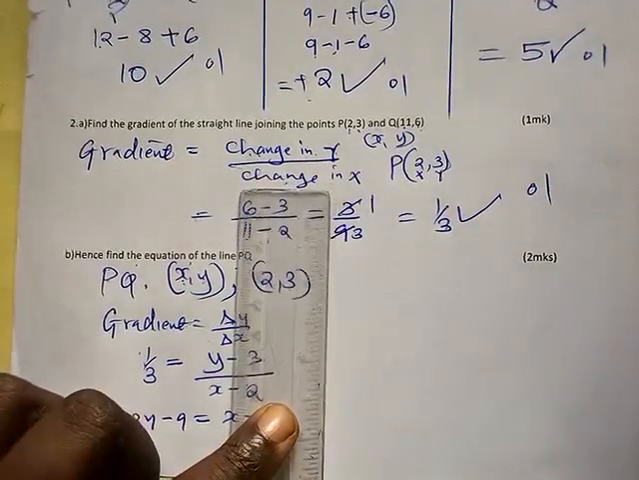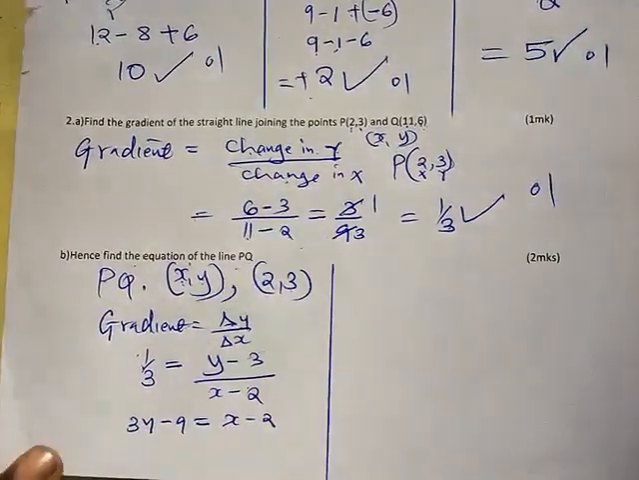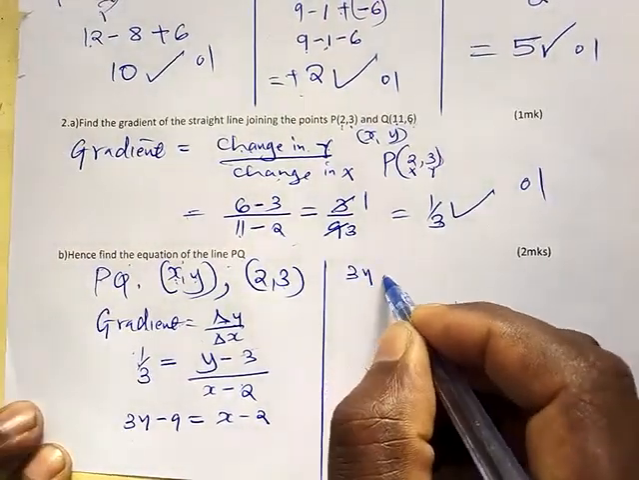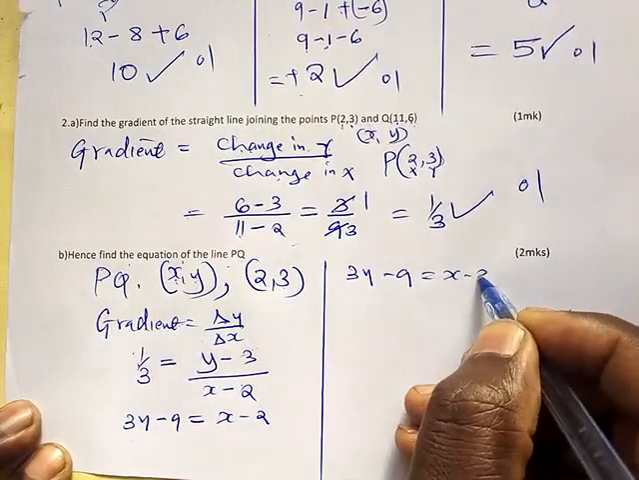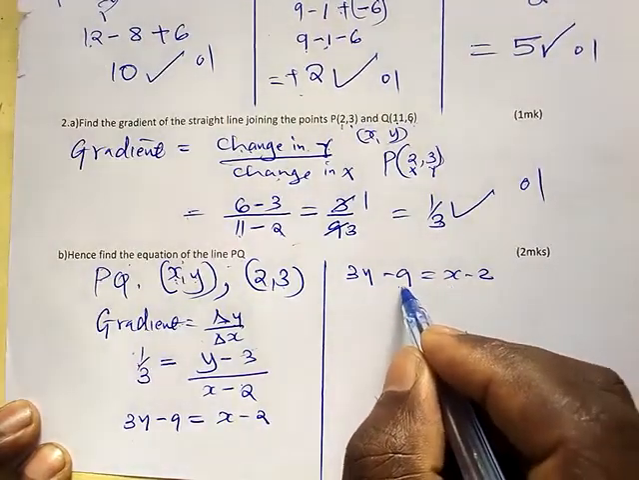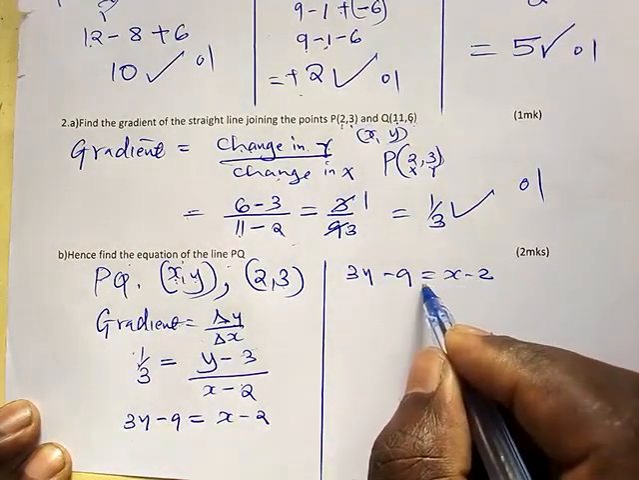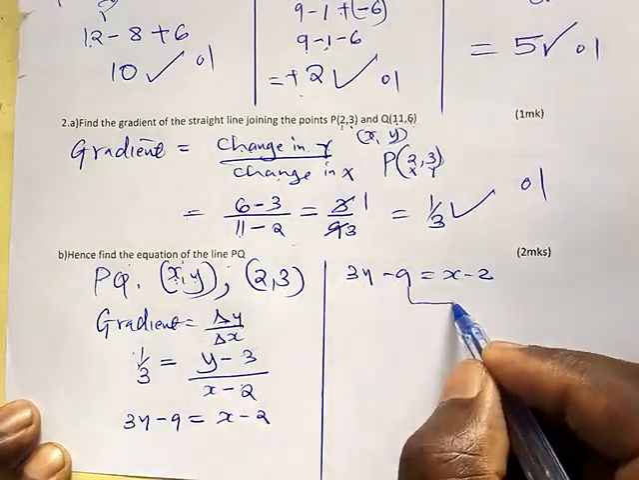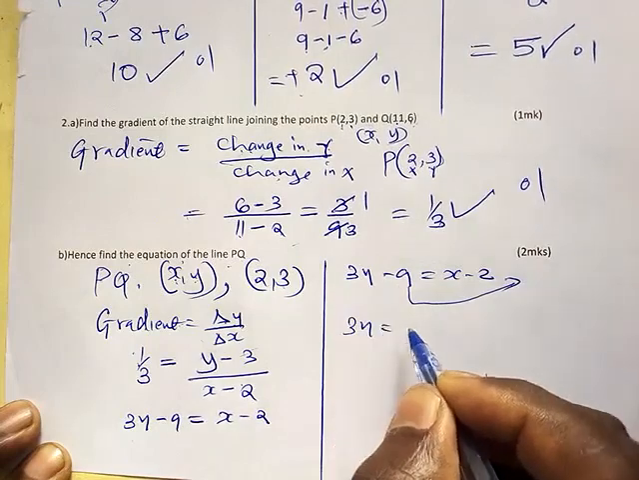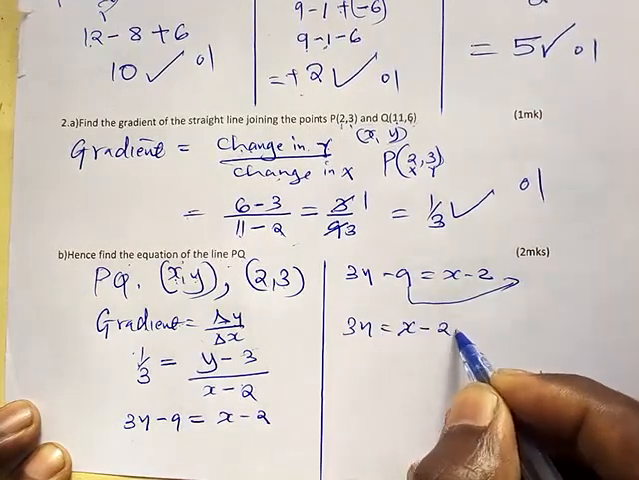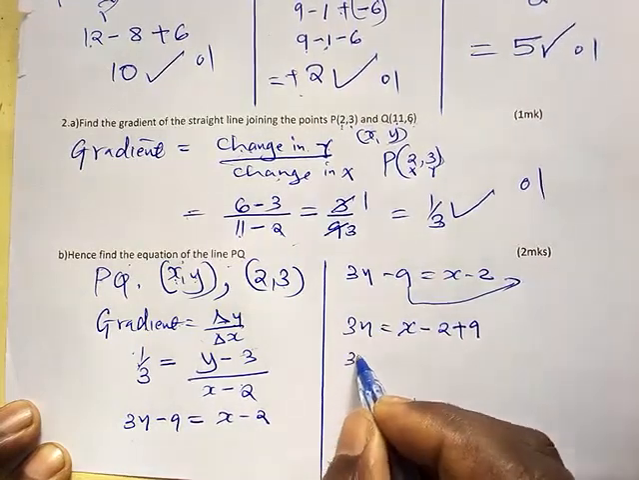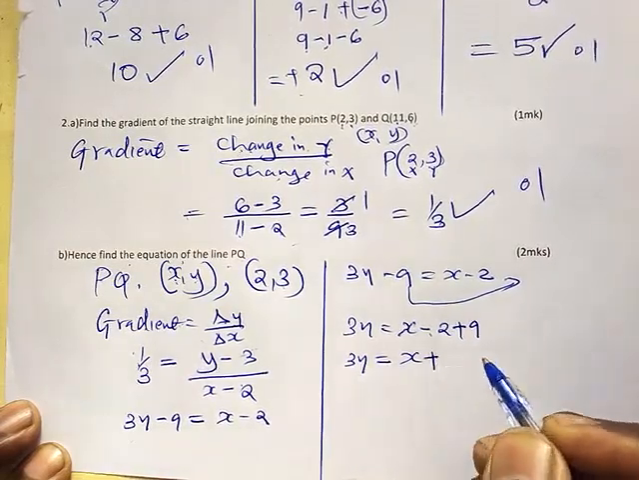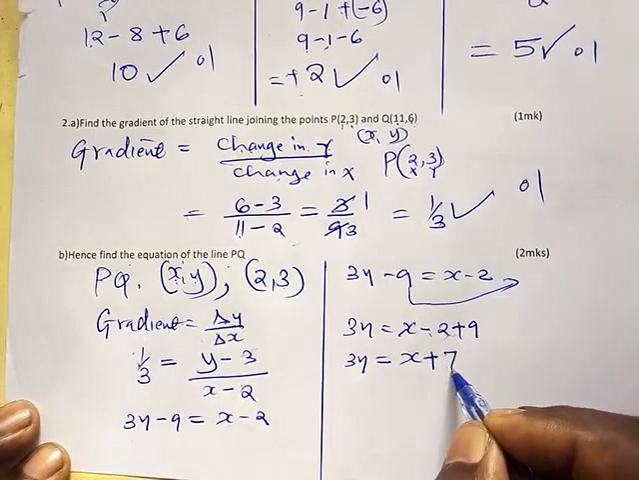Take your ruler and divide your working area like that. Now let us collect like terms together. 3y minus 9 equal to x minus 2. We want to start with y, so we take this one to this side. Therefore 3y equal to x minus 2 plus 9. 3y equal to x plus 7.